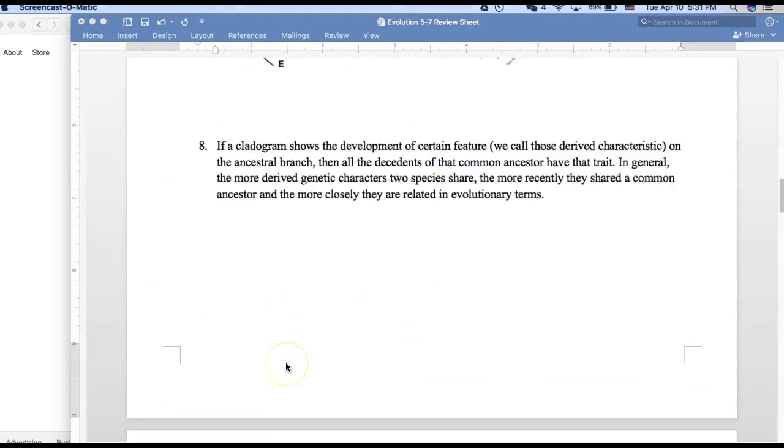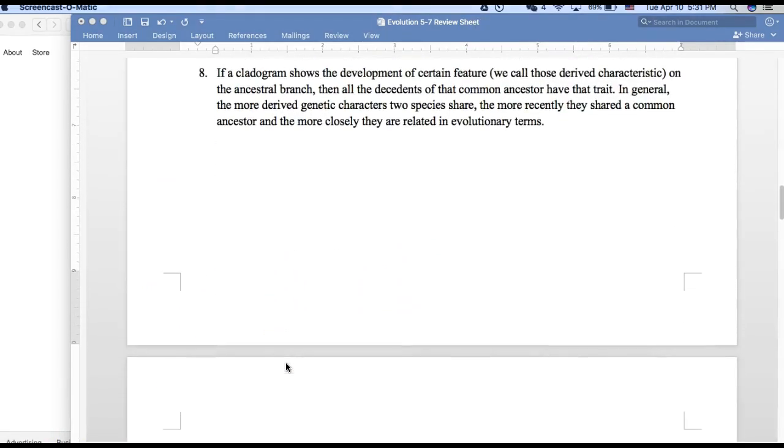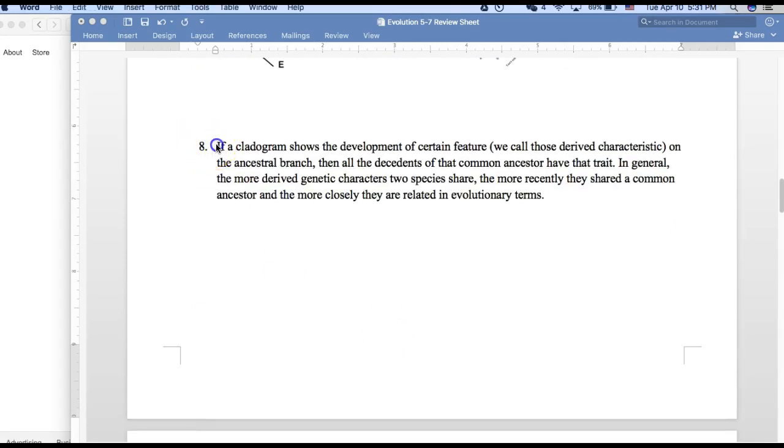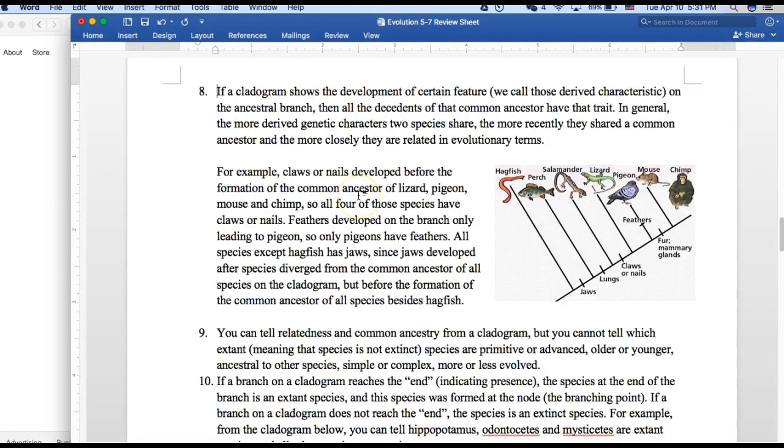If a cladogram shows the development of a certain feature, we call those the derived characteristics. So all of these are derived characteristics because those are derived later on. For example, we have the common ancestor of all these species right here. Jaws is a derived characteristic that's developed after hagfish evolved.